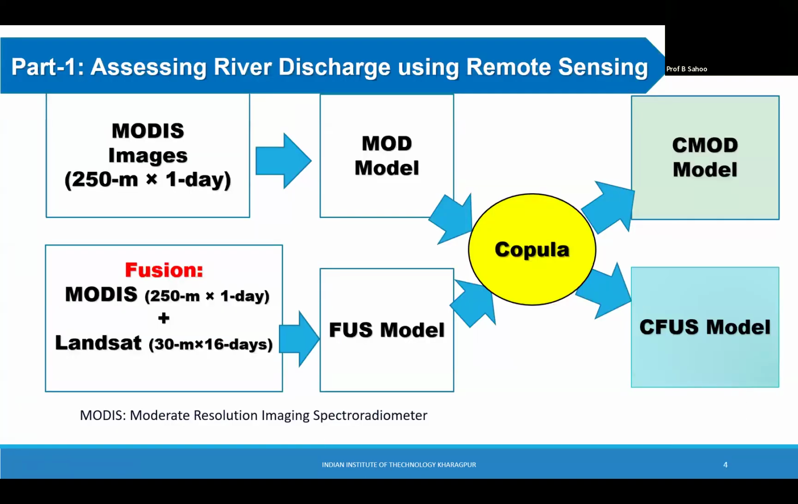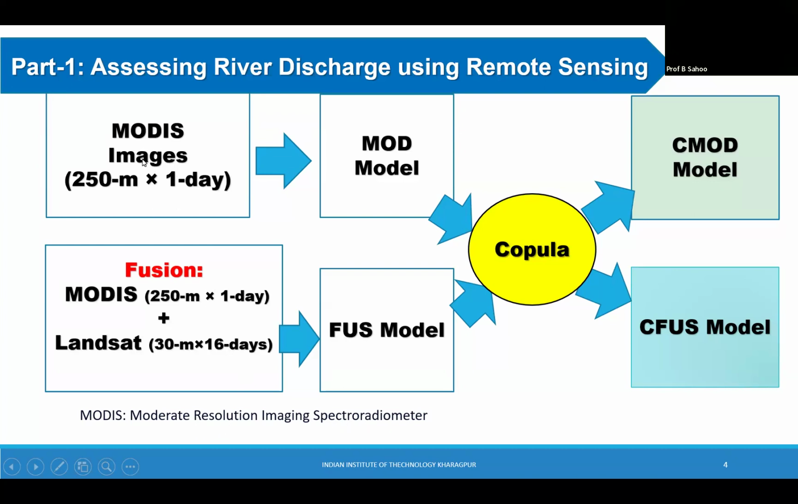That will help us in taking management decisions for river basin planning and management or water supply schemes. All those decisions we can take based on that. My first part is assessing the river discharge using remote sensing. For that we used the MODIS data. MODIS is the Moderate Resolution Imaging Spectroradiometer.